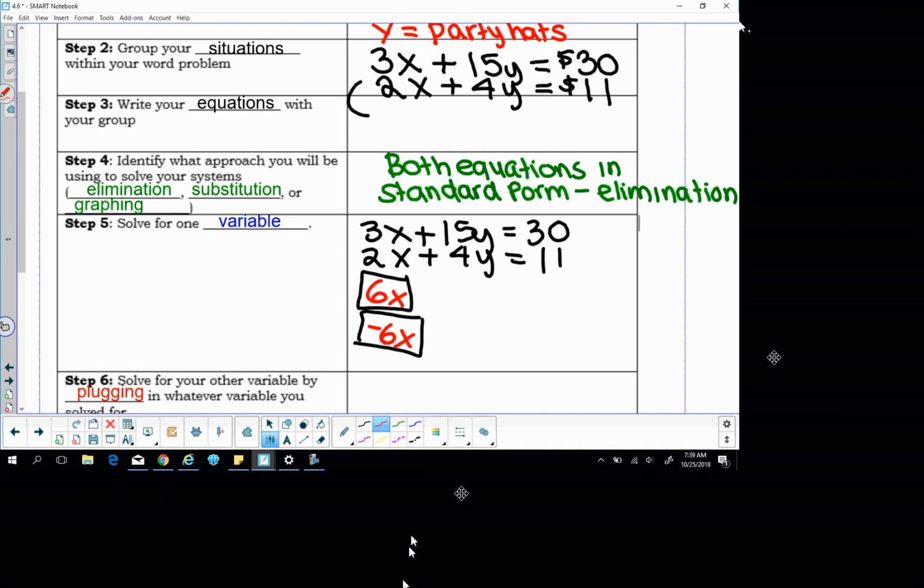Then I need to figure out, what do I multiply 3 by to get 6? 2. And what do I need to multiply 2 by to get negative 6? Negative 3. Then you're just going to multiply. And don't forget to multiply and spread the love, multiply each one. And so see if you can come up with your new equations. Multiply each one and figure out what's your new coefficient for y and what's your new constant.